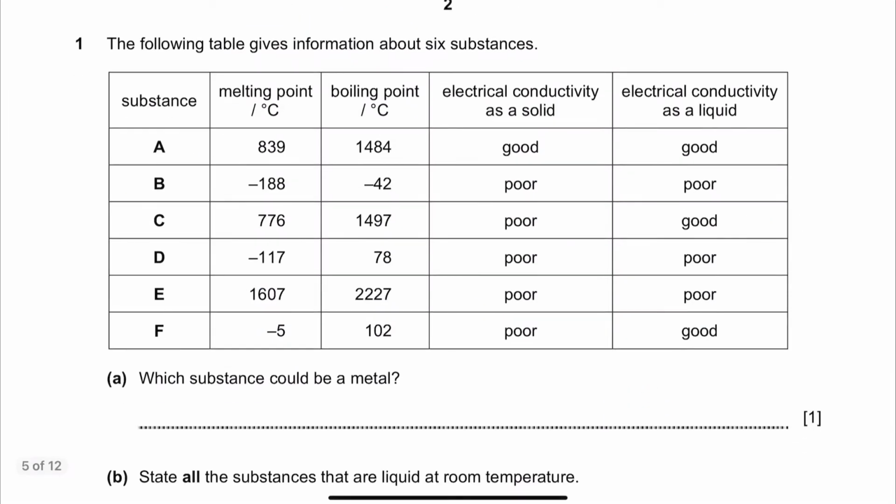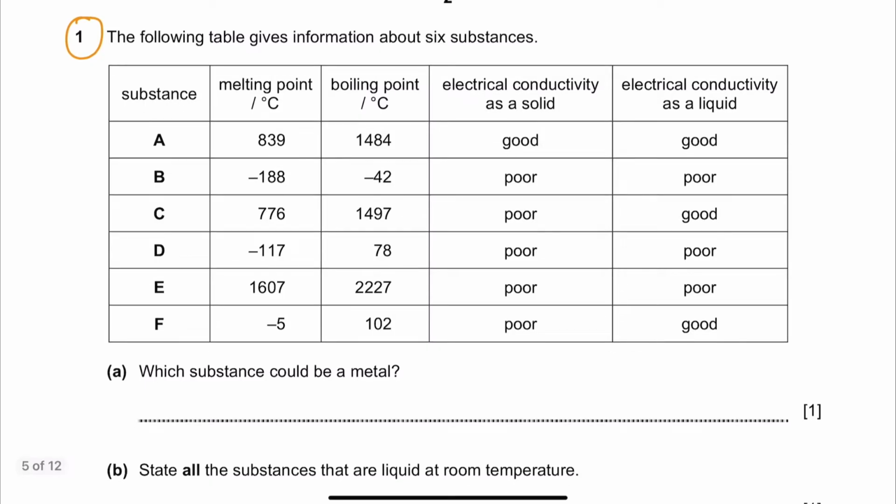This is a question from the Specimen Paper 2020, question 1. The following table gives information about 6 substances. In this table, you would see the melting and boiling point of each substance as well as the electrical conductivity in solid and liquid state.